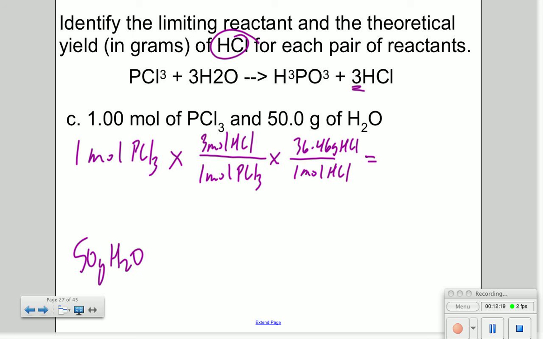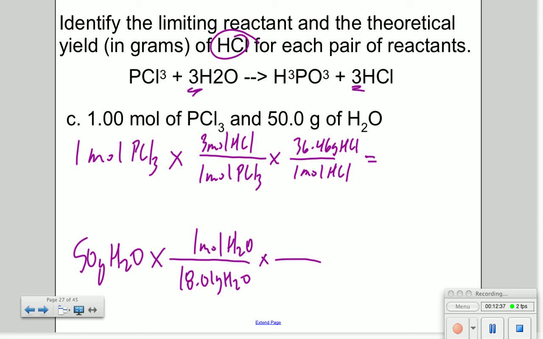Down here, I have 50 grams of water. I need to get to moles, so I need to divide by the molar mass. Molar mass of water was 18.01. That's equivalent to 1 mole of H2O. I'm in moles. I can use the mole ratio. Look at my chemical equation. 3 moles of water, and the conversion would be 3 moles to HCl. My last conversion will be similar to the one above, where I have 36.46 grams of HCl at top, and that's equivalent to 1 mole of HCl.